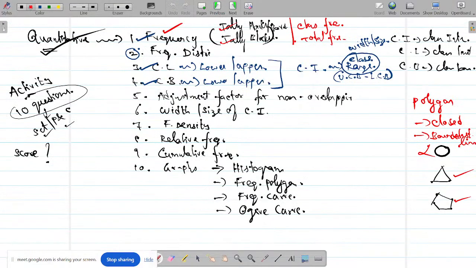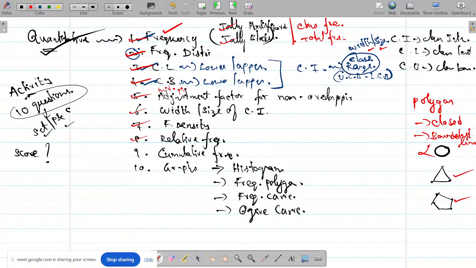See what are the things we have covered? Frequency density, class limits, class boundary, converting class limits to class boundary. What do you mean by width or size of the class interval? Adjustment factor for the non-overlapping is what you call as the midpoint. Okay, you have like two formulas. Then width or size of the class interval. Frequency density is over. Relative frequency is over.